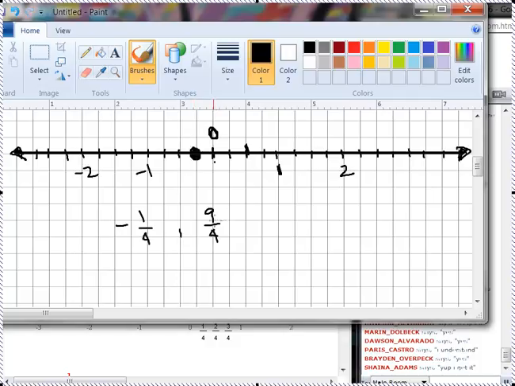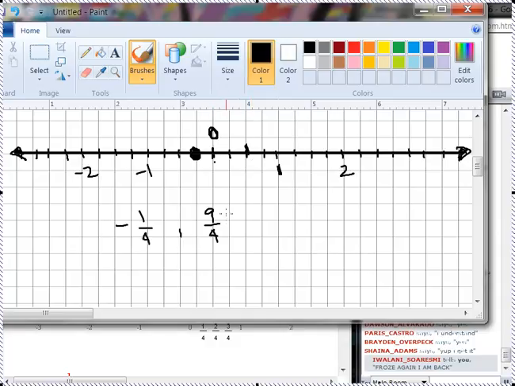And also 9/4 looks like this. Each of these units is 1/4, a quarter. Because if I go a quarter, 2 quarters, which is 1/2, 3 quarters, which is 75%, and 4 quarters, which is 1, that's how you get to each of these quarters.